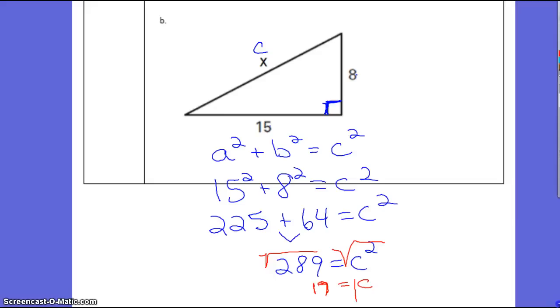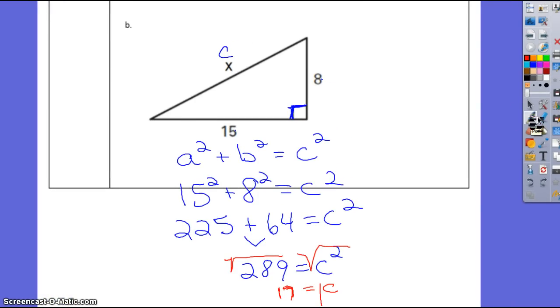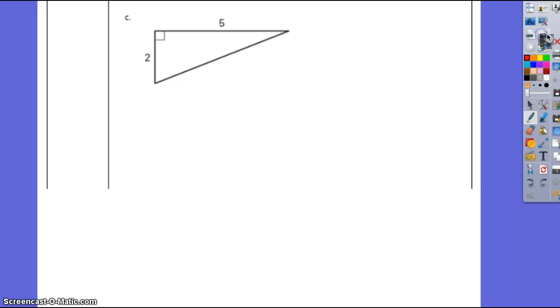The board got all off here. There we go. And the next page. All right?